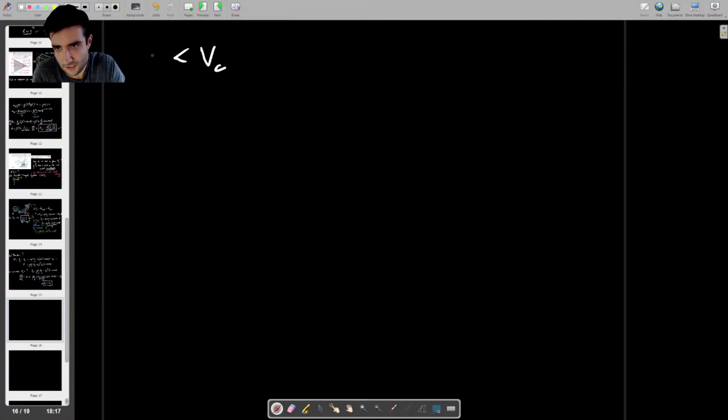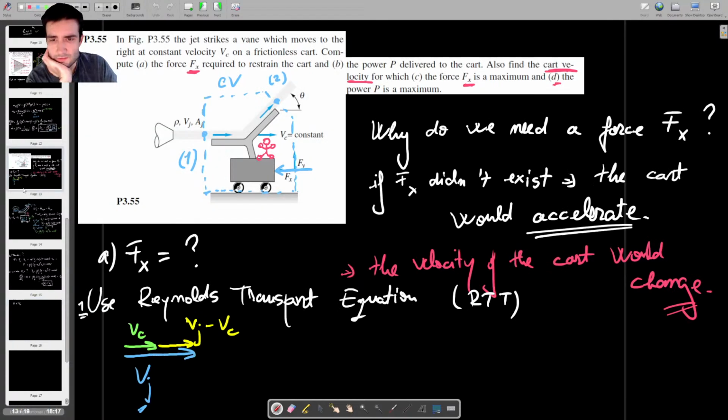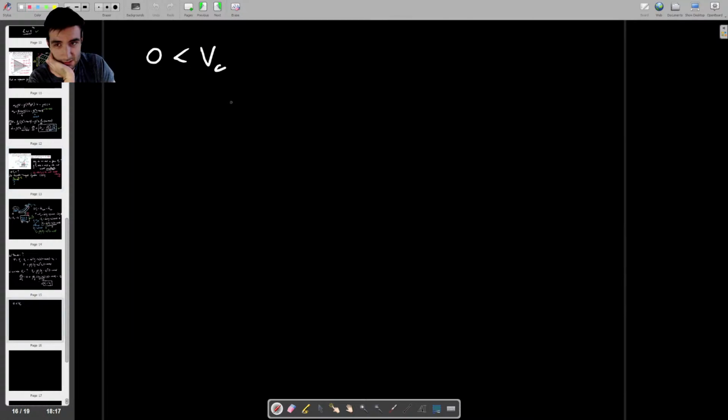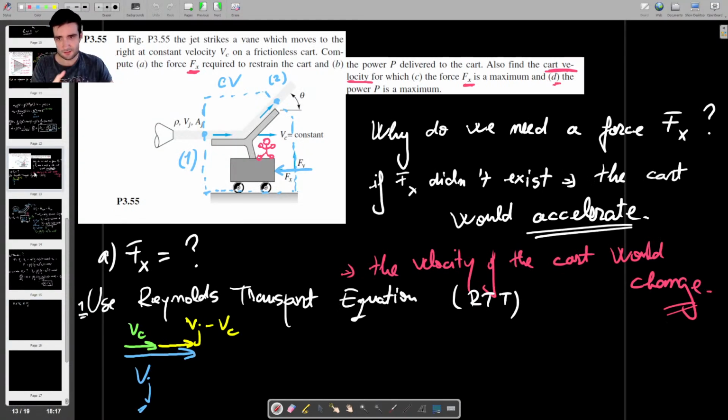So the velocity of the cart has to be something greater than 0, unless it is moving the other way around, but we're going to assume that it's moving to the right. So the velocity of the cart is clearly above 0, and I'm going to argue that it should be less than or equal to Vj as well, or it could be 0 too. The reason why it has to be less than Vj is because if the cart moves faster than the jet, then the jet never reaches the cart in the first place. So we're not going to have this problem at all.